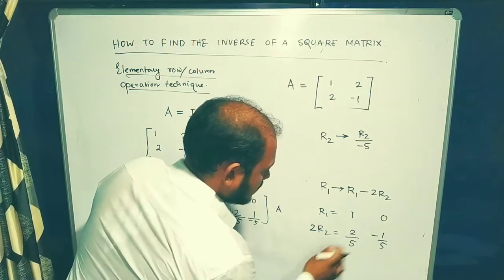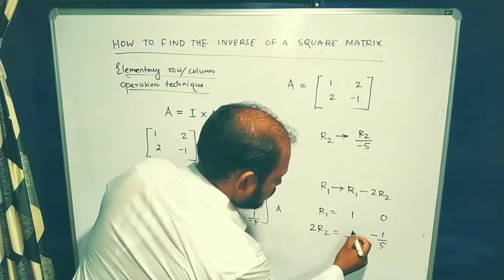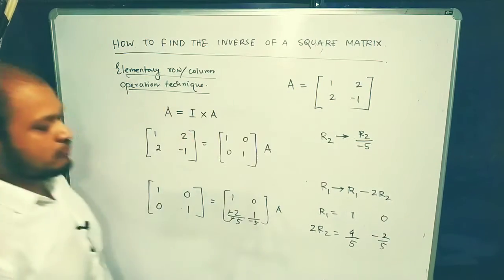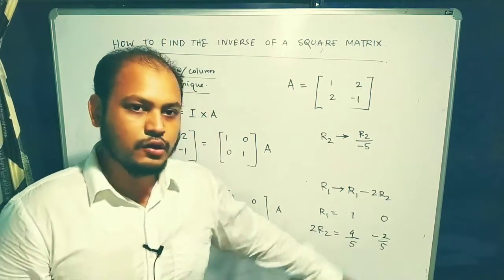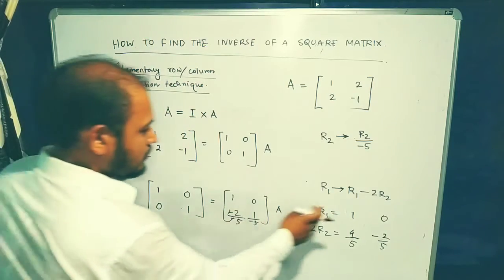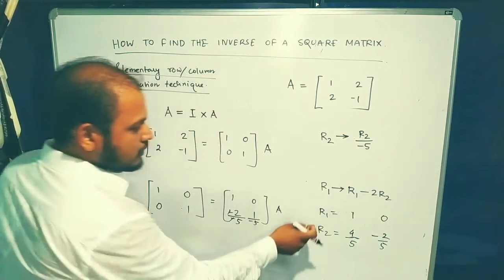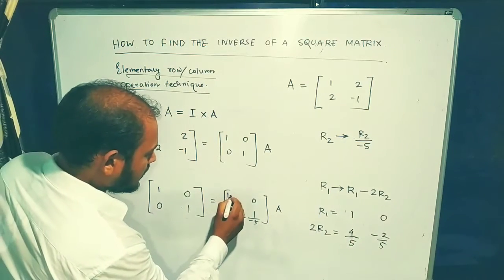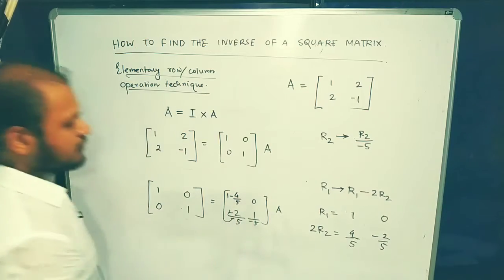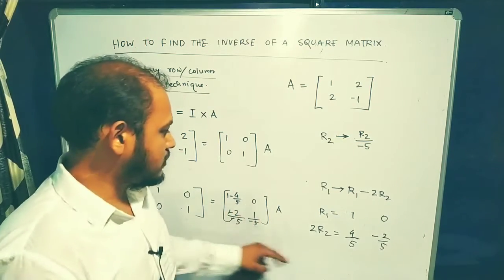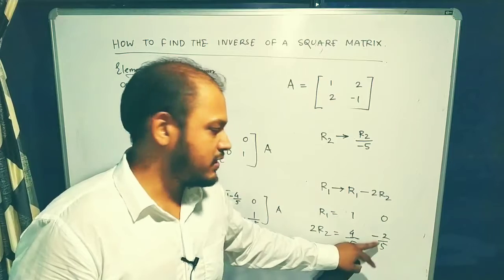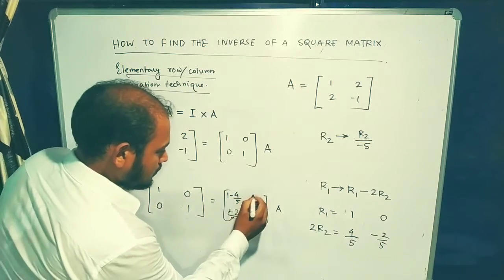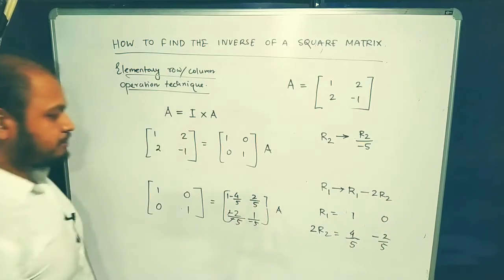So when we multiply it by 2R2, this 2 by 5 into 2 becomes 4 by 5, and this becomes minus 2 by 5, because we are multiplying the entire row by the number 2. Now the first row is getting changed to R1 minus 2R2. So R1 minus 2R2 is 1 minus 4 by 5, and in this 0 position we have 0 minus 2 by 5, that becomes 0 plus 2 by 5, that is 2 by 5. So we have a 2 by 5 here.